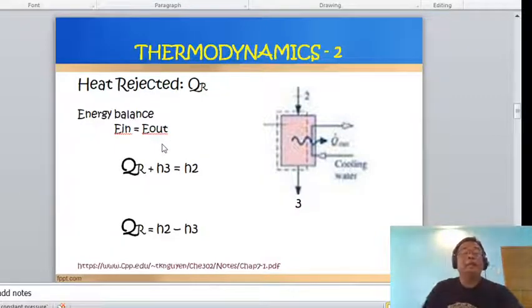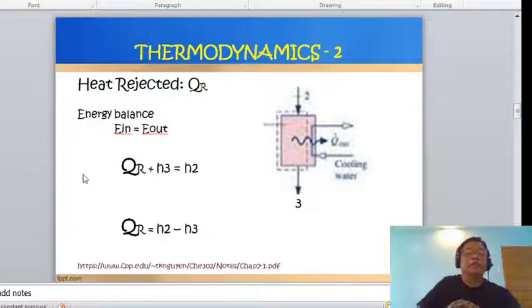Okay? So, again, energy entering is the enthalpy at 2 and energy leaving is equal to the heat rejected plus the enthalpy at 3. Okay? Getting now the heat rejected, class, that is equal to the difference between the enthalpy at point 2 and the enthalpy at point 3.